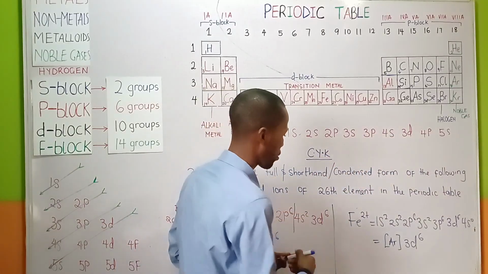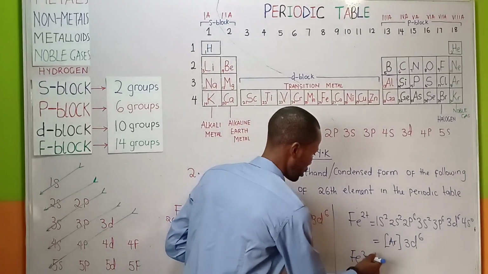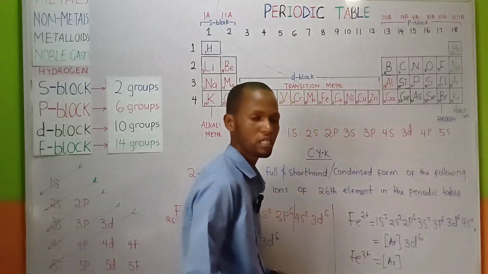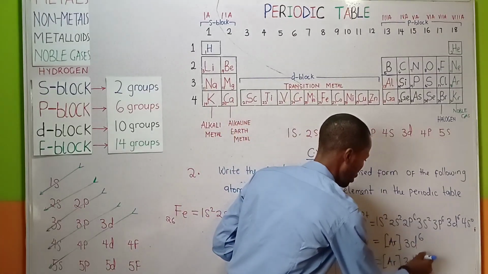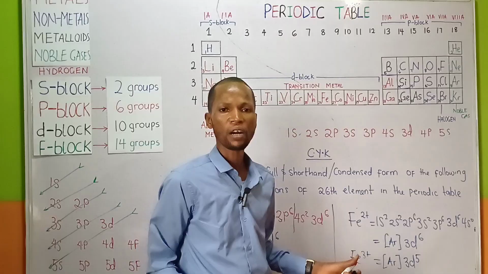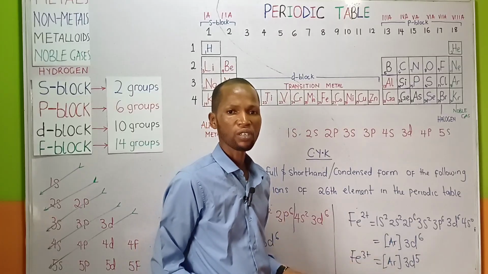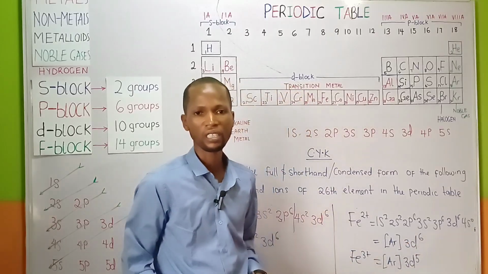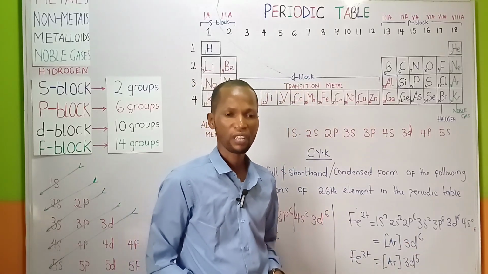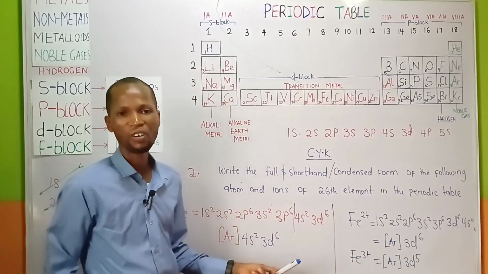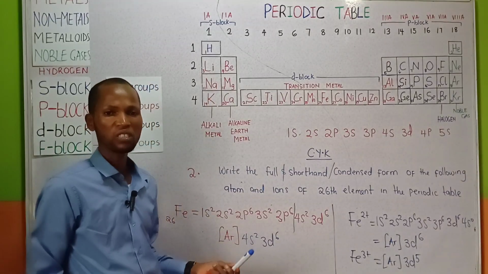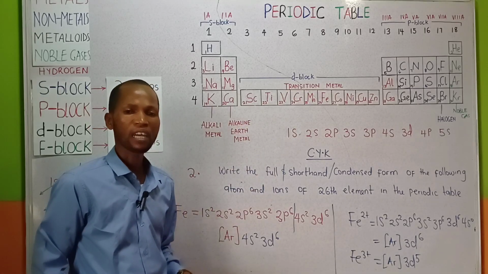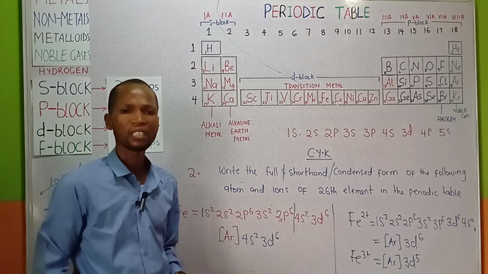But in an instance whereby we're having Fe3 plus, the shorthand form would be argon, and we have 3d5. Because this time around we have loss of 3 electrons. So the one more electron will be removed from what? The 3d6. So we have 3d5. That is the electronic configuration for the transition elements. Note that anytime you are having transition elements, you expose the 4s orbital to electron loss before the 3d orbitals.